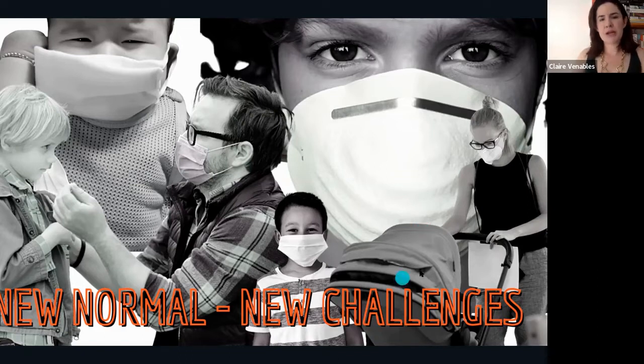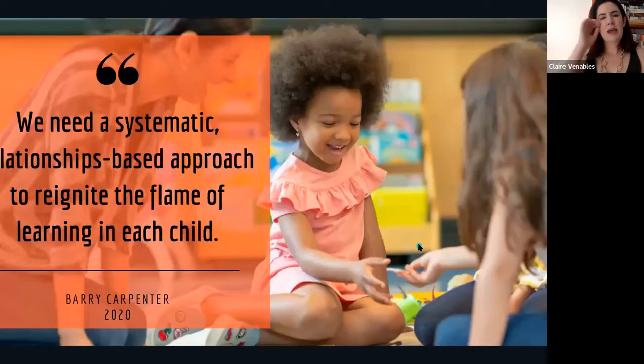I love how Barry Carpenter puts this. He says we need a systemic relationships-based approach to reigniting the flame of learning in each child. I love how that sounds.